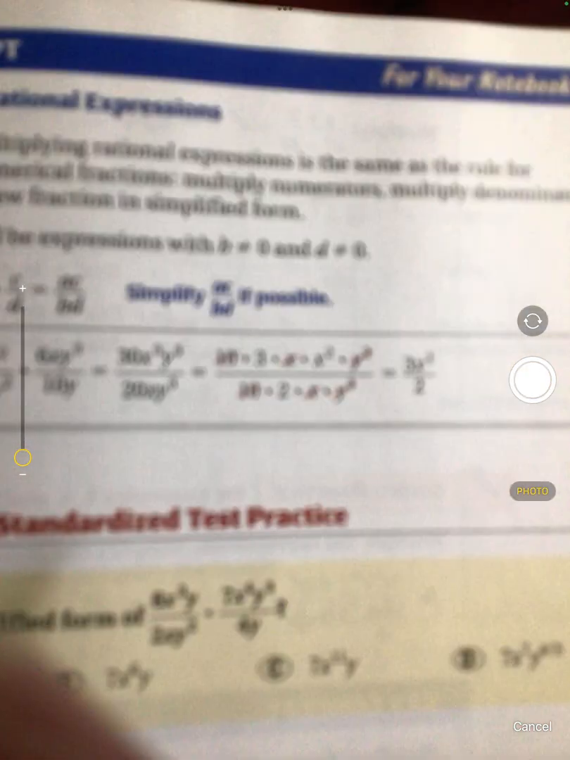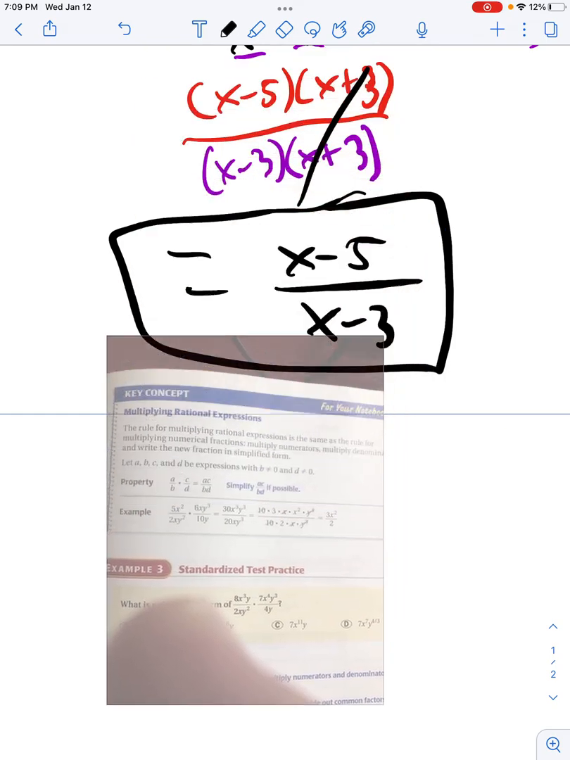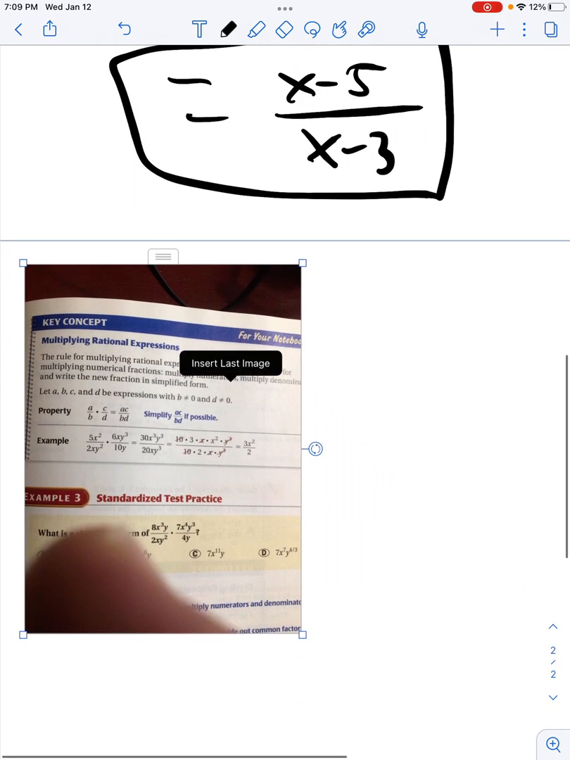You're also going to have to multiply, so we can do another example of those. Oops, that's all right. We're going to crop it out anyways.